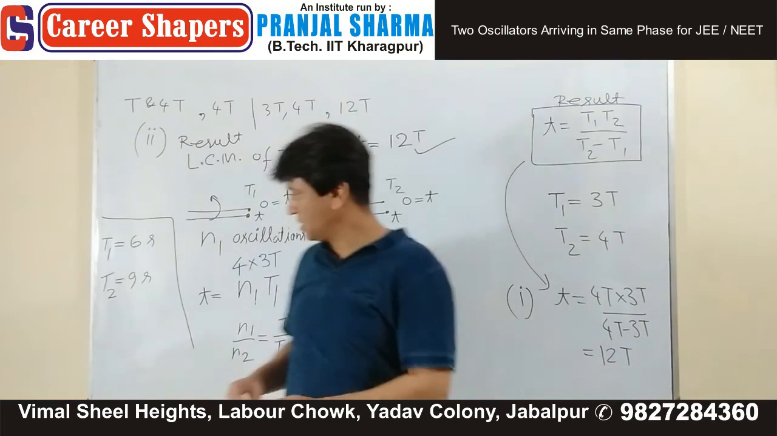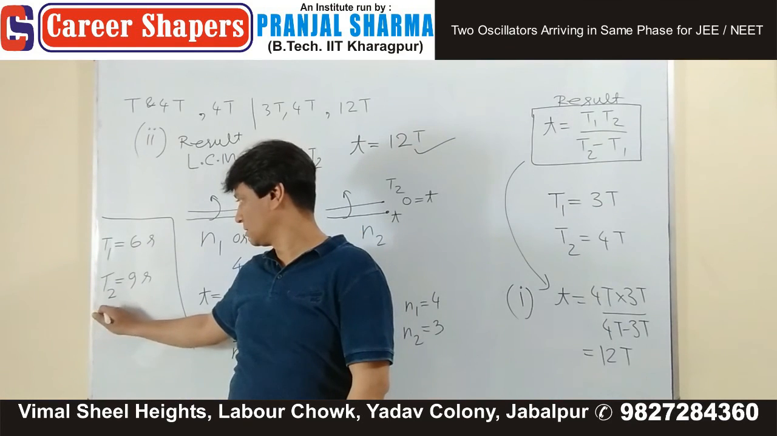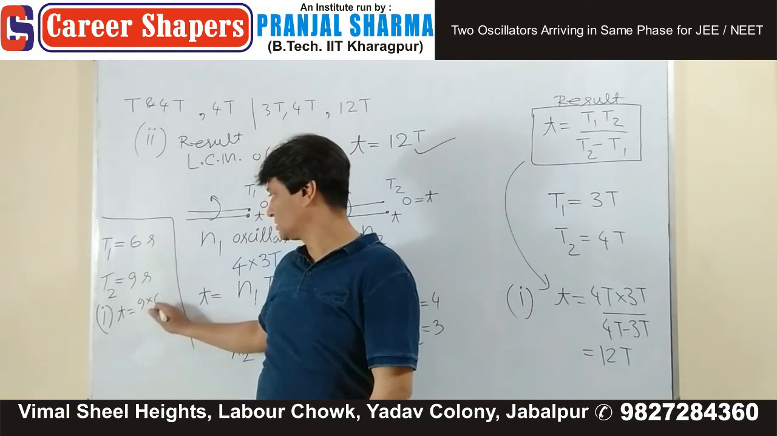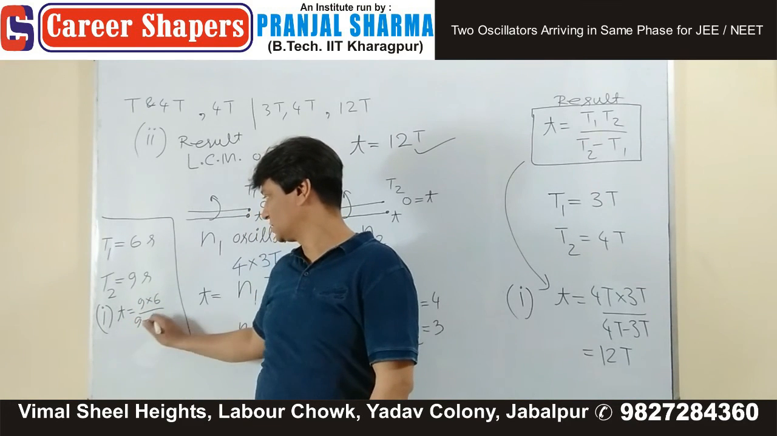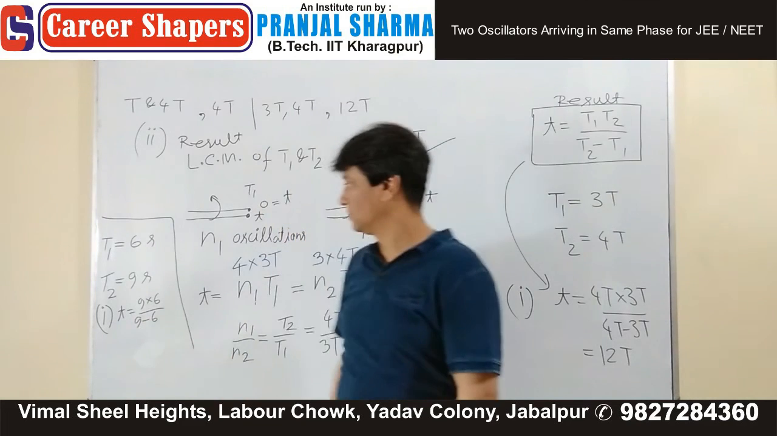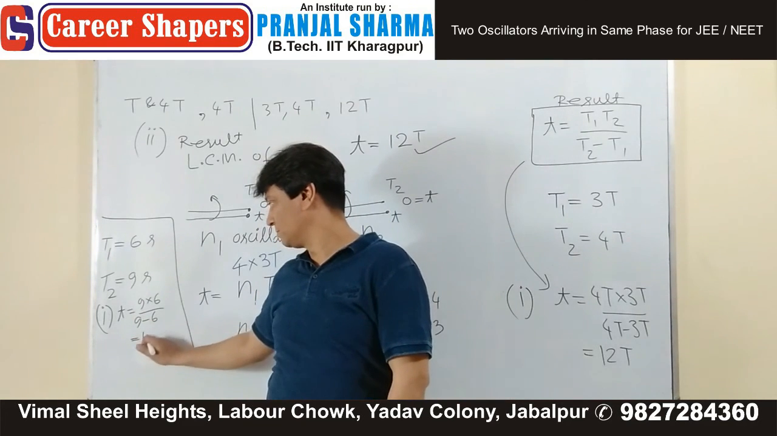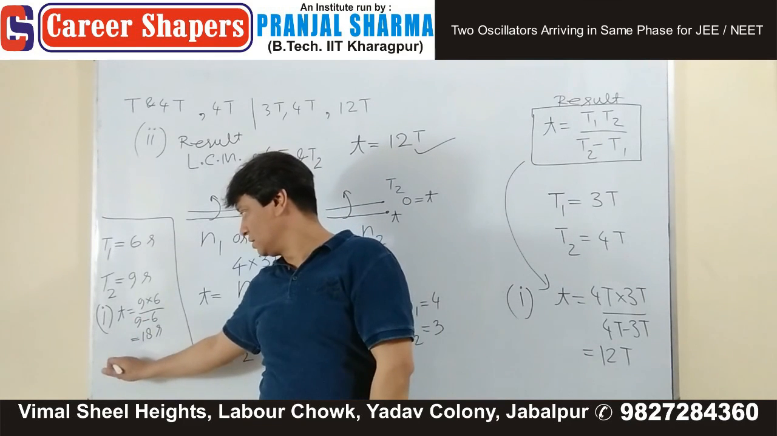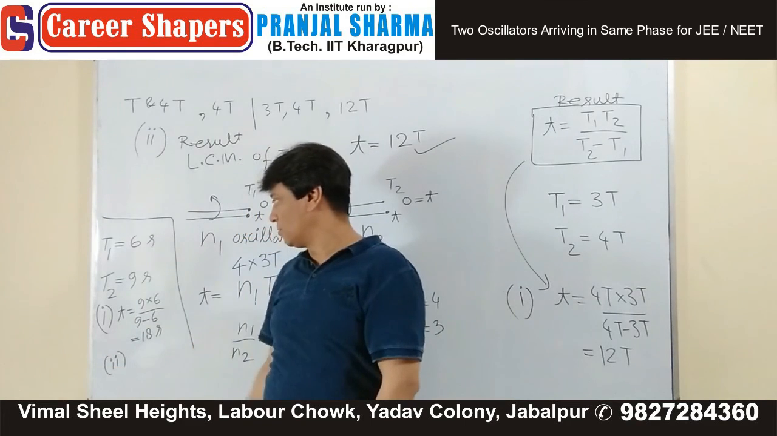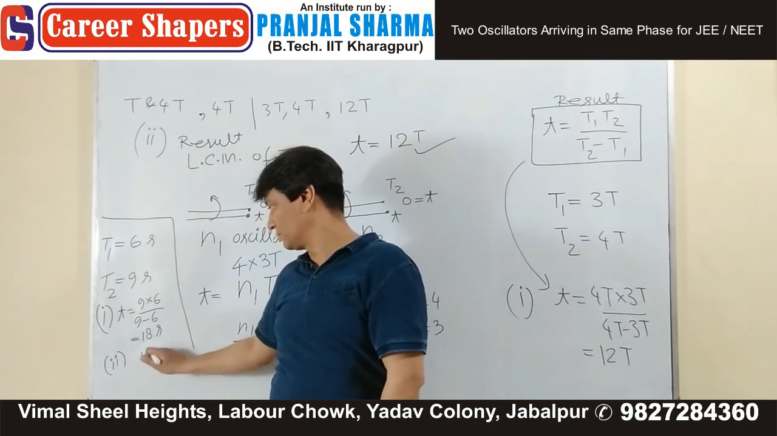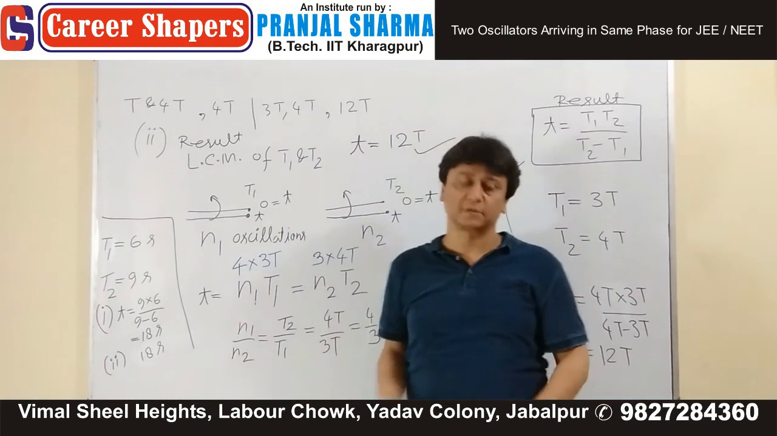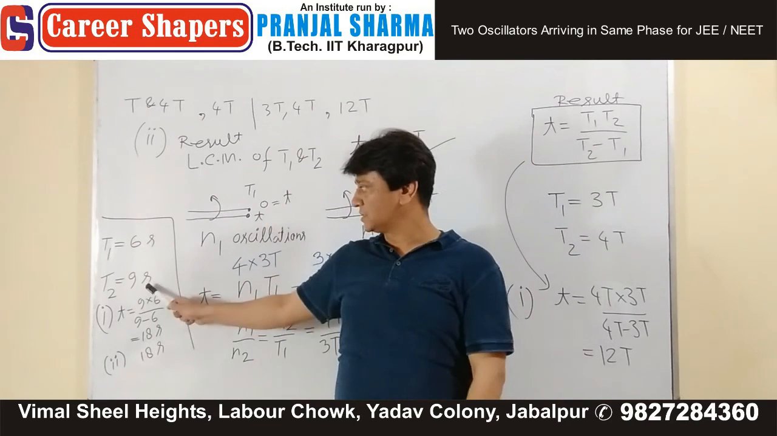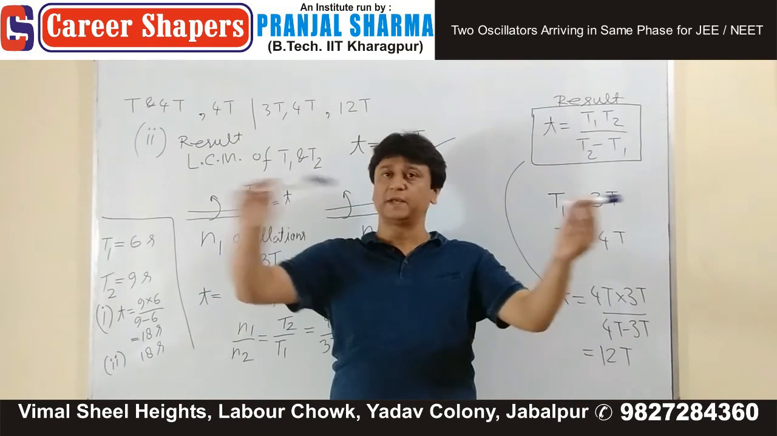For the first part, answer is 9 into 6 upon 9 minus 6, which is 18. For the second part, LCM of 9 and 6, which is also 18 seconds. Why 18 seconds? This is 6, this is 9. So one is 6 and the other one is 9.